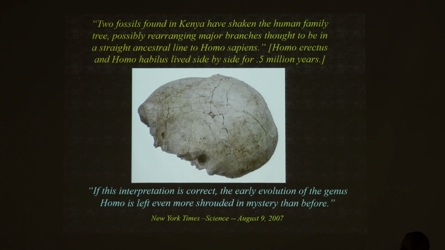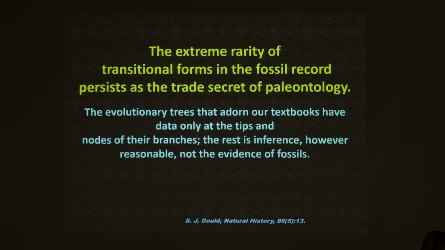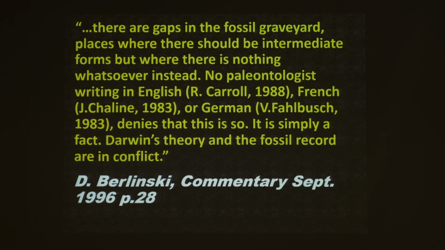Two fossils found in Kenya have shaken the family tree, possibly rearranging major branches thought to be a straight ancestral line to Homo sapiens. If this interpretation is correct, the early evolution of the genus Homo is left even more shrouded in mystery than before. S.J. Gould says, the extreme rarity of transitional forms in the fossil record persists as the trade secret of paleontology. The evolutionary trees that adorn our textbooks have data only at the tips and nodes of their branches. The rest is inference, however reasonable, not the evidence of fossils.